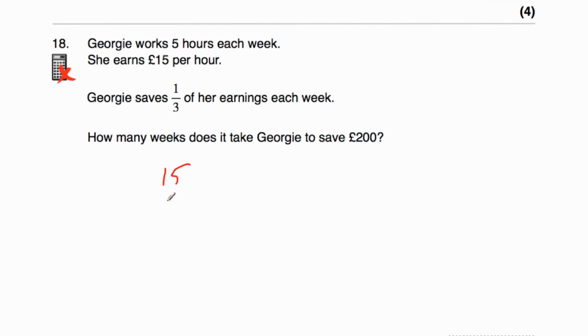So let's do 15 multiplied by 5. 5 times 5 is 25. So let's put our 5 down, carry our 2. And 5 times 1 is 5, plus 2 is 7. So that means that every single week she earns £75. And we're told she saves 1/3 of her earnings each week. So we need to work out 1/3 of £75, and let's see what that is.